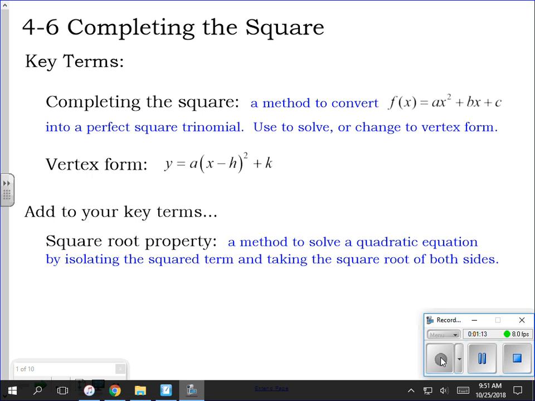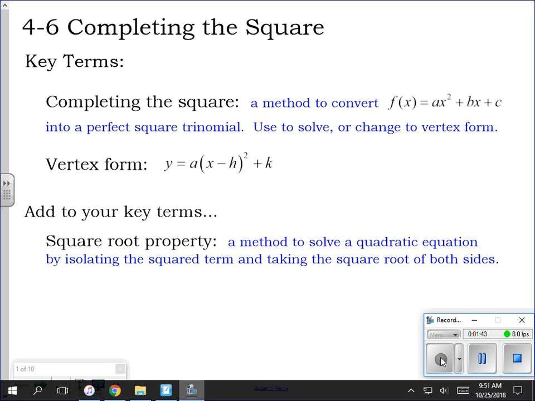And I will give you a step-by-step how to do completing the square when we start doing those in a little bit. I have a step-by-step procedure. If you write it down and if you learn and understand that step-by-step procedure, using completing the square is simple. If you don't, it's really difficult. Completing the square is not an easy method to use. You're going to have to pay real close attention today.